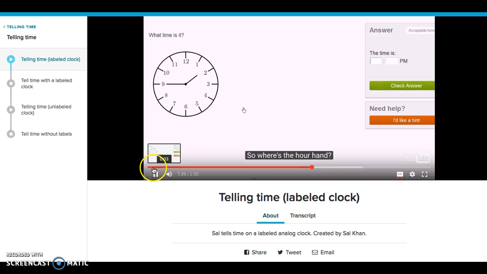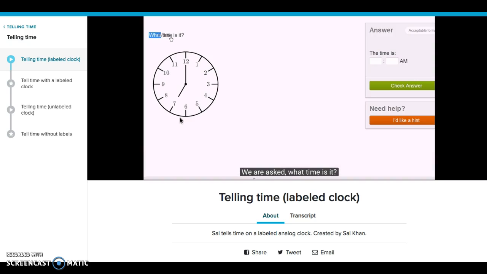So where is the hour hand? Or asked, what time is it? So we first want to look at the Okay, I think you guys sort of get the idea.